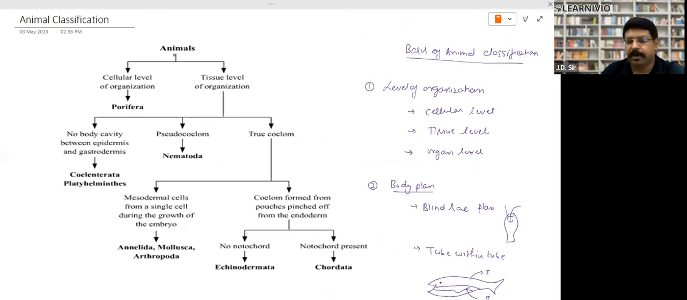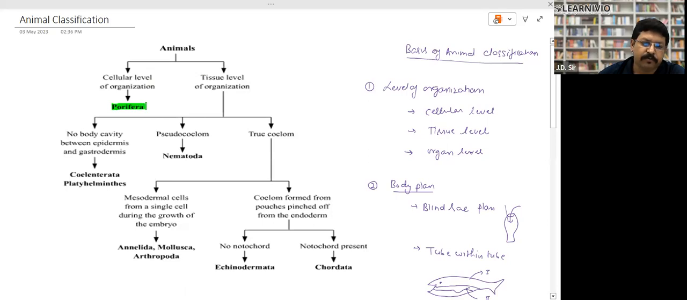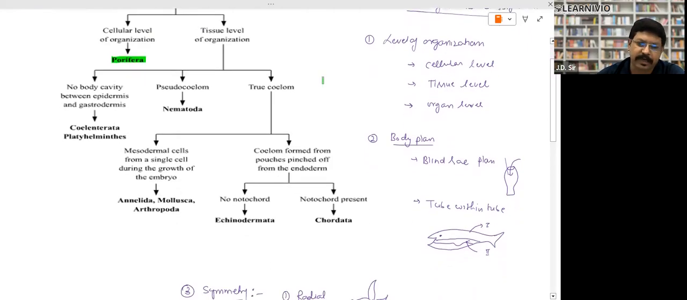Now we have divided animals into categories. First, on the basis of level of organization, for the cellular level of organization there is only one phylum, Porifera, the phylum of sponges. Their body is just a collection of cells. Then for the tissue level of organization there is phylum Coelenterata, now called Cnidarians, represented by Hydra. Their body is divided into tissues.